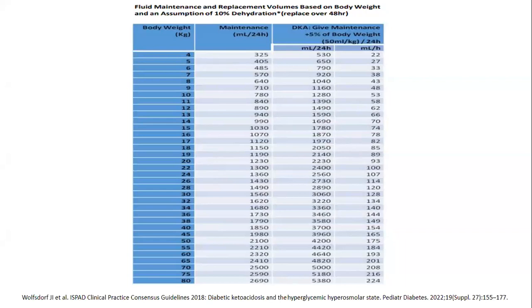Thank you. So the next question is, for a child with resolving DKA, no vomiting, sugar stabilized, can they still be transitioned to subcutaneous insulin when urine ketones are 2+? Dr. Hewitt?